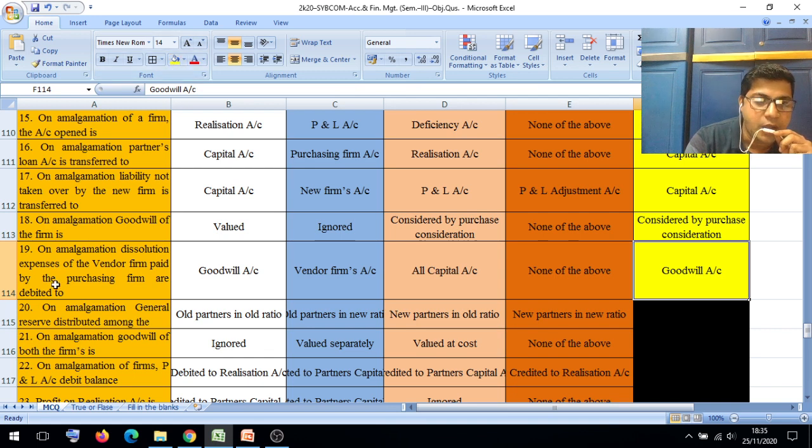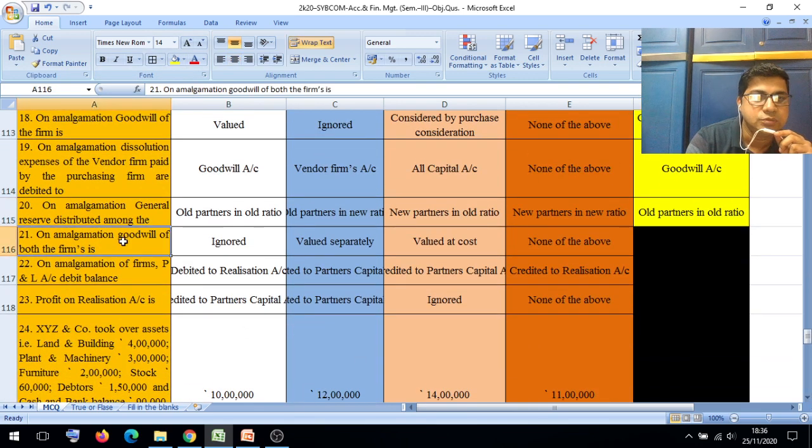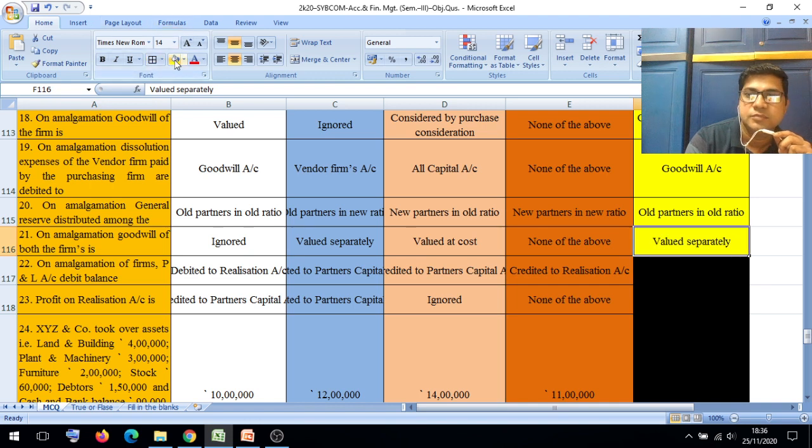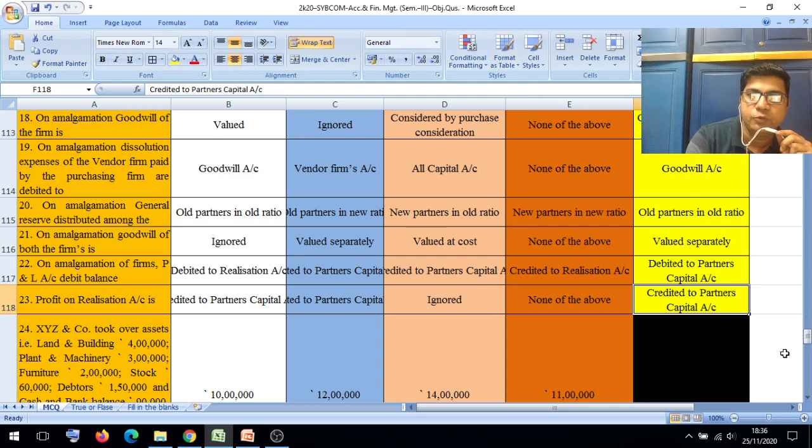On amalgamation, dissolution expenses of the vendor firm paid by the purchasing firm are debited to goodwill account. On amalgamation, general reserve is distributed among the old partners in the old ratio. On amalgamation, goodwill of both the firms is valued separately. On amalgamation of the firm, profit and loss account debit balance is debited to the partners' capital account. Profit on realization is credited to partners' capital account.